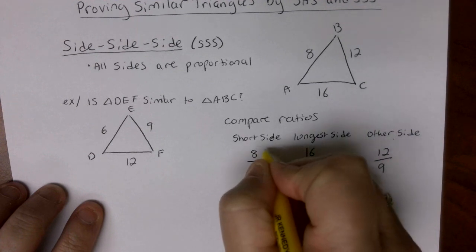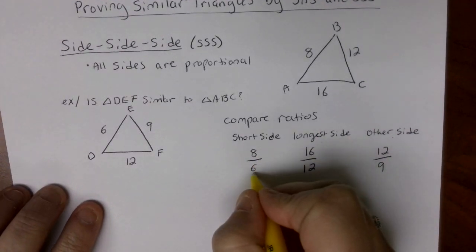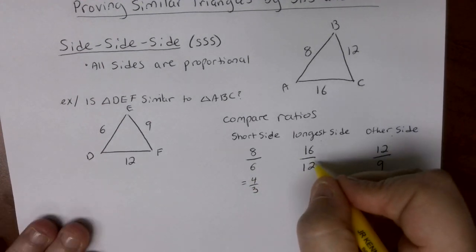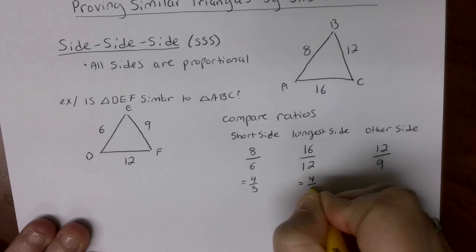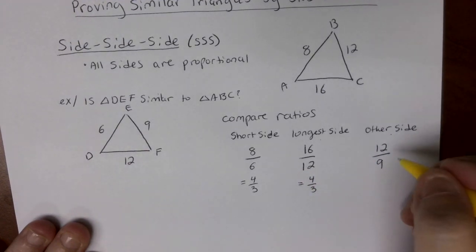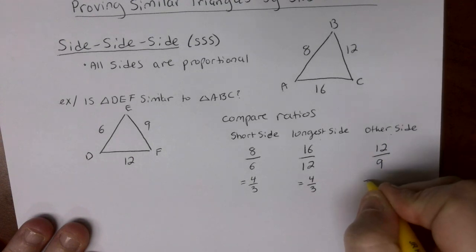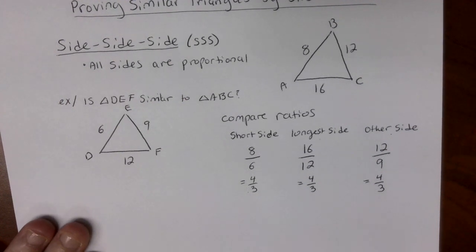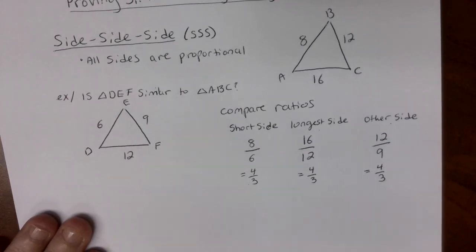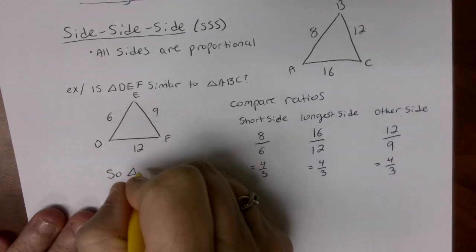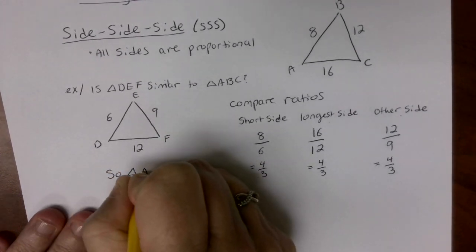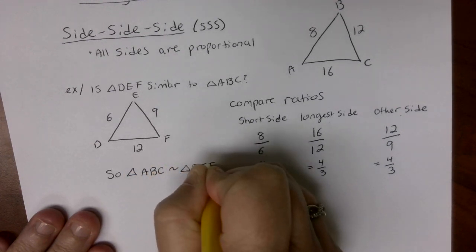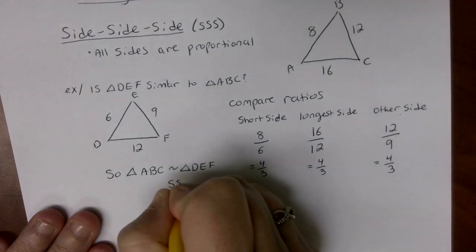Well, 8 over 6, you can divide each one of these by 2, and that one comes out to 4/3. This one, we could divide each one by 4, and that would reduce to 4/3. And this one, we could divide everything by 3, and we also get 4/3. Since all three ratios are exactly the same, that means that these two triangles are similar. So triangle ABC is similar to triangle DEF. Okay, and that's by side, side, side similarity.